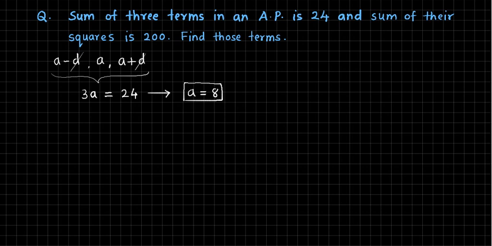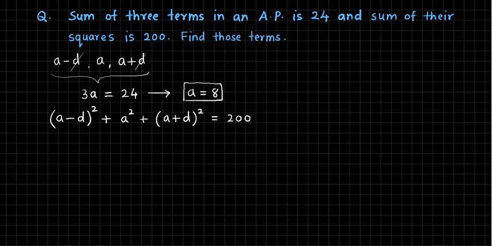Now when we use the second condition, that the sum of their squares is 200, writing the squares, we have (A minus D) the whole square, which is the first term squared, plus the next term squared is A square, and lastly we have (A plus D) the whole square. Now this is given to be 200, right?